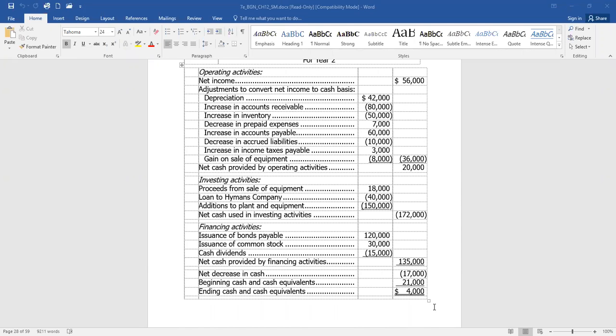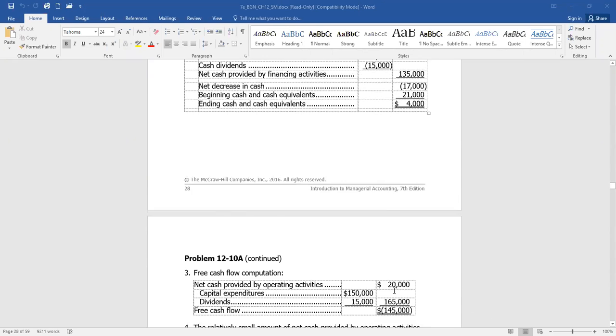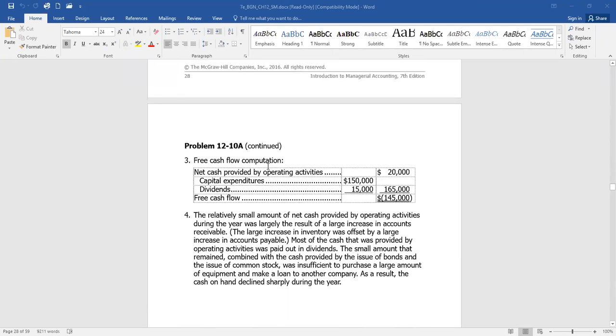Now, in part 3, they want us to compute the free cash flow for year 2. So the free cash flow would be your net cash flow by operating activities plus your capital expenditures during the year, which were $150,000, plus your dividends. So cash provided by operating activities are $20,000, but you spent $165,000. So free cash flow would be negative $145,000.